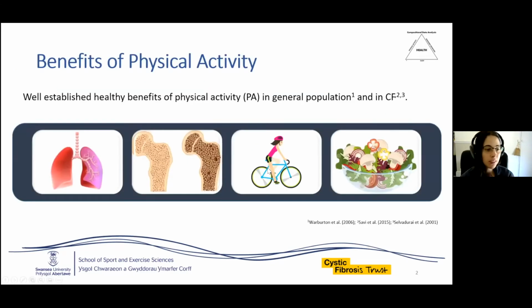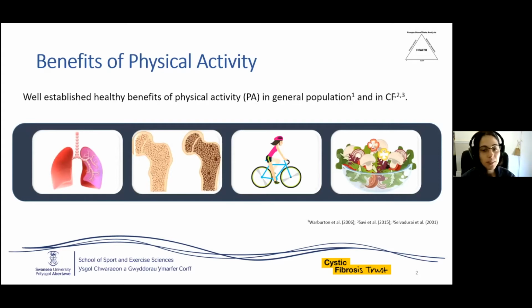So we all know the benefits of physical activity, not only for the general population, but particularly for those with CF. To quote a few of those benefits, regular practice of physical activity can delay the lung decline, help with bone health, which will prevent osteoporosis, increase aerobic function, and help with nutritional status. All of this will ultimately lead to a better quality of life.